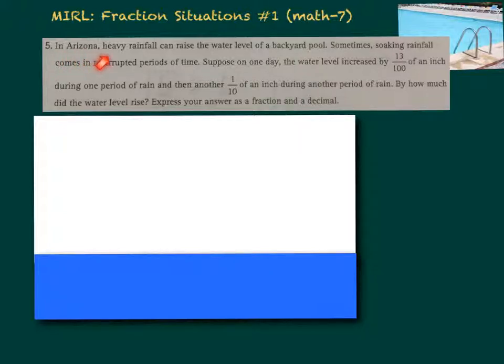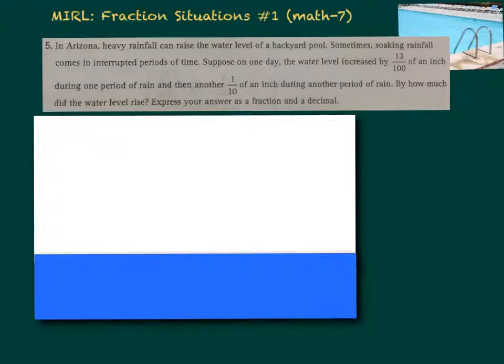In Arizona, heavy rainfall can raise the water level of a backyard pool. Sometimes soaking rainfall comes in interrupted periods of time. Suppose on one day the water level increased by 13/100 of an inch during one period of rain and then another 1/10 of an inch during another period of rain. By how much did the water level rise? Express your answer as a fraction and a decimal.